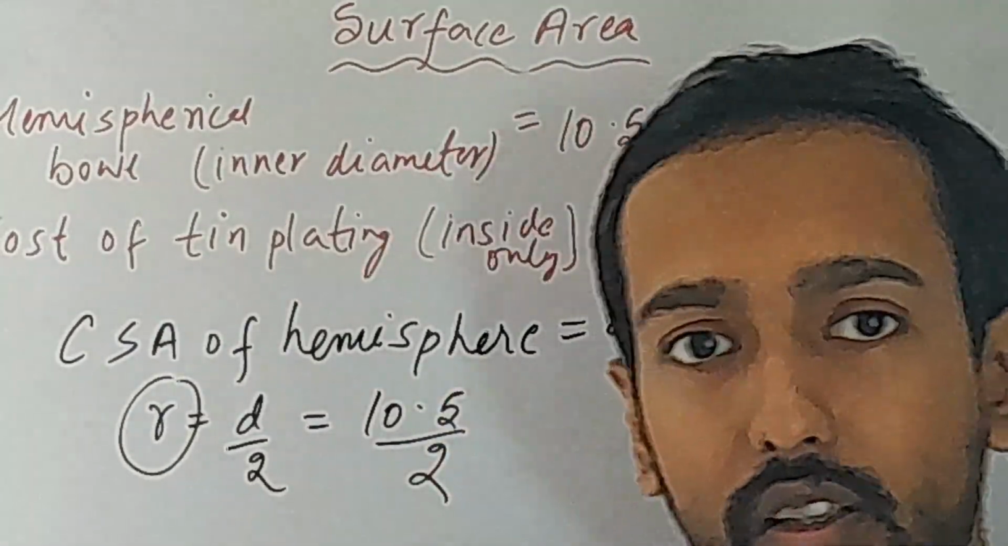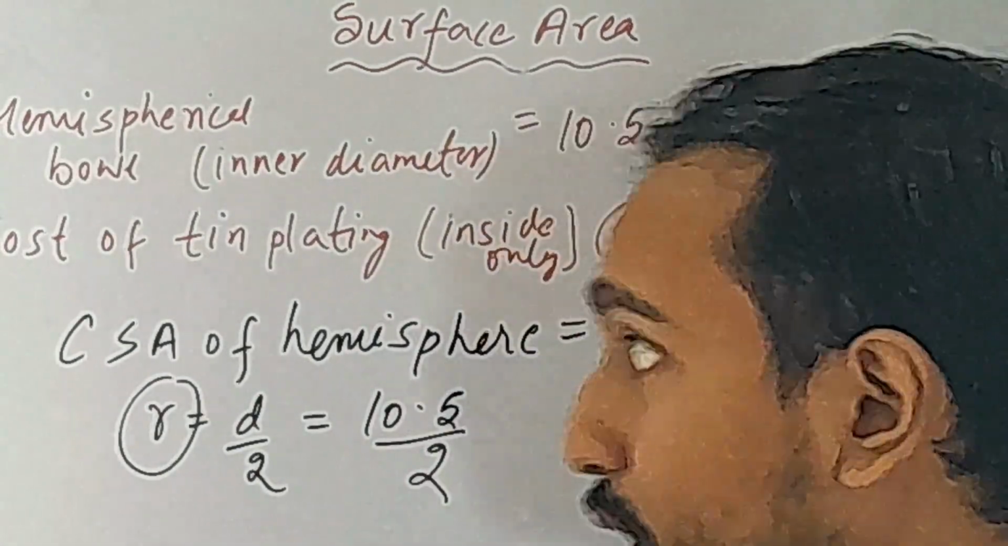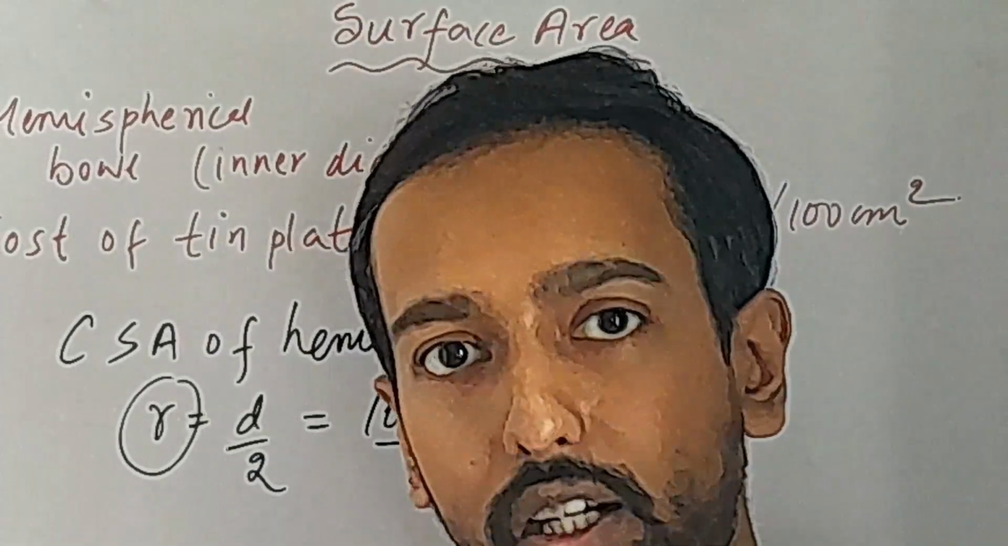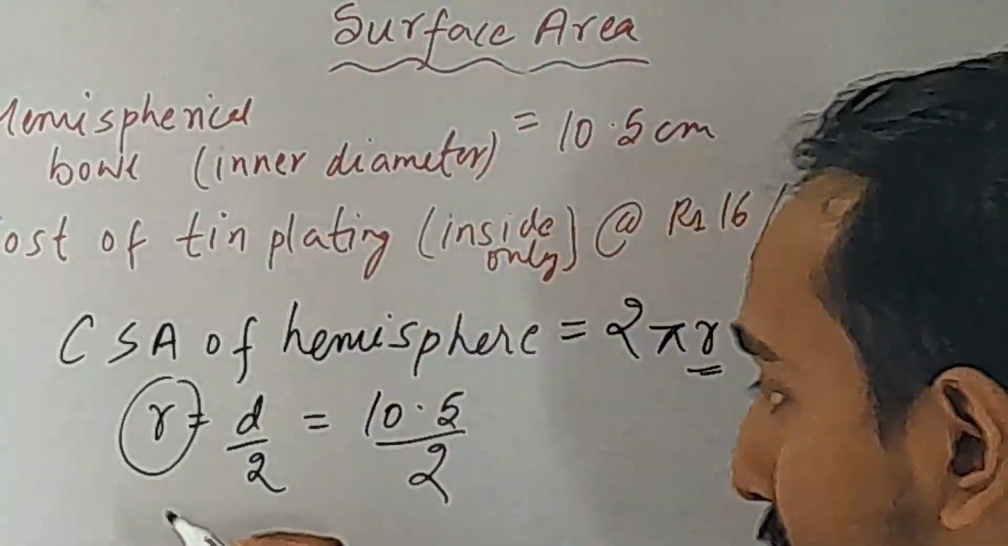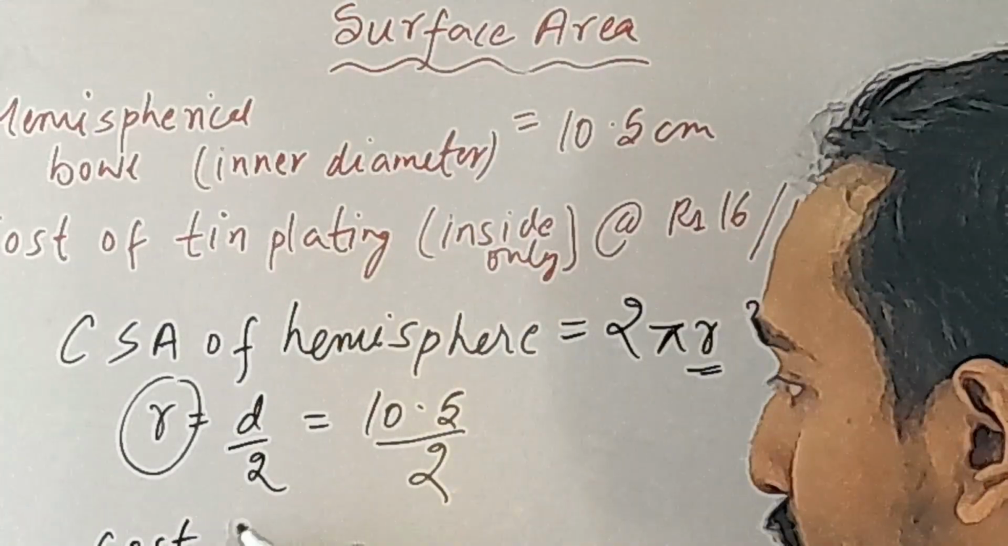Now, after we have found the curved surface area of this hemisphere, at last we have to find the cost of tin which is used to plate the entire hemispherical bowl. Now we will make a table. In one column we will write cost, and in the other column we will write area.